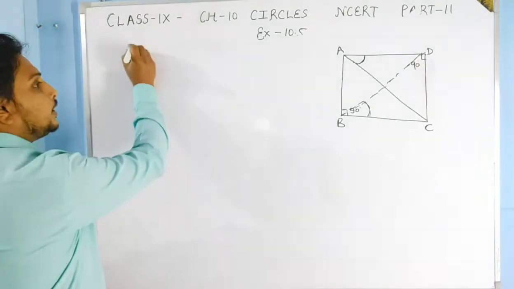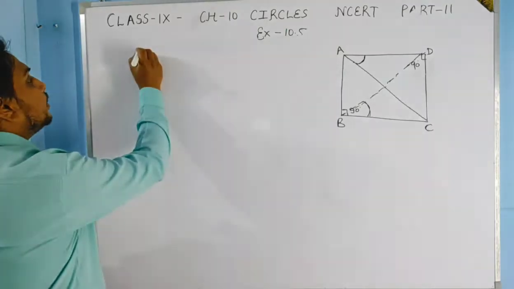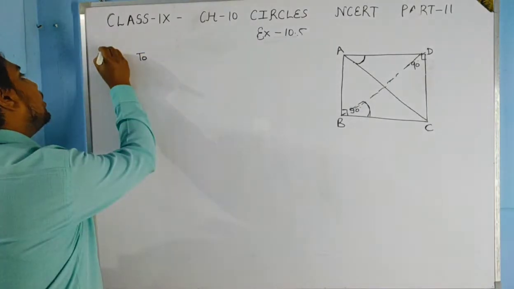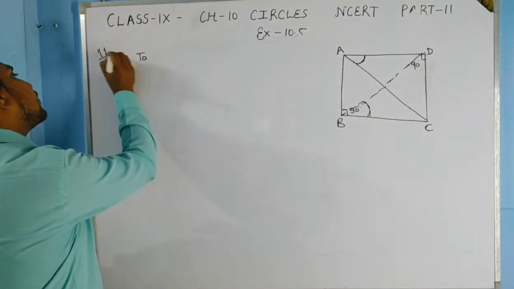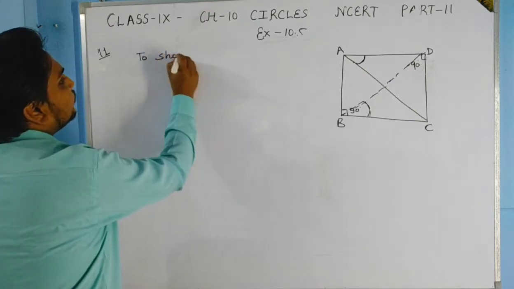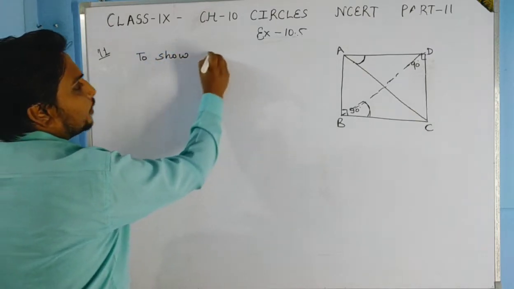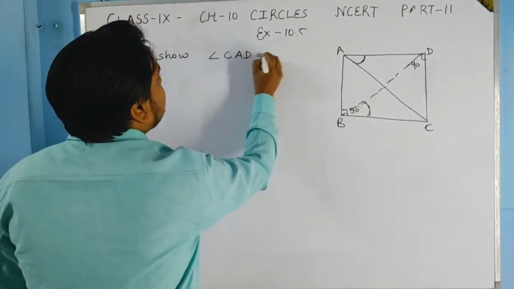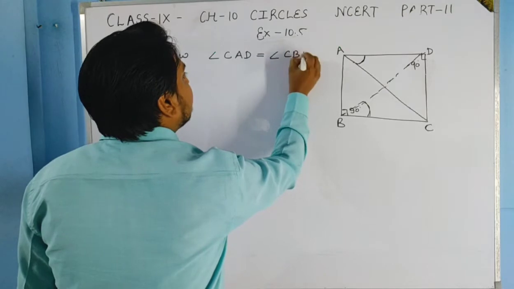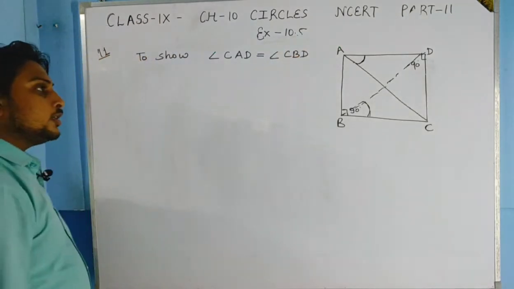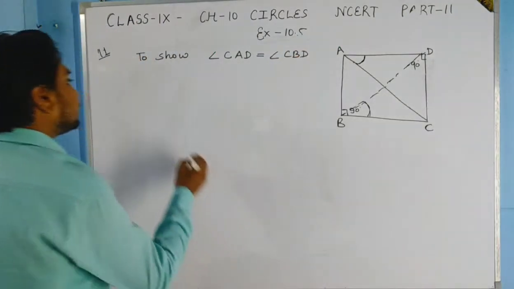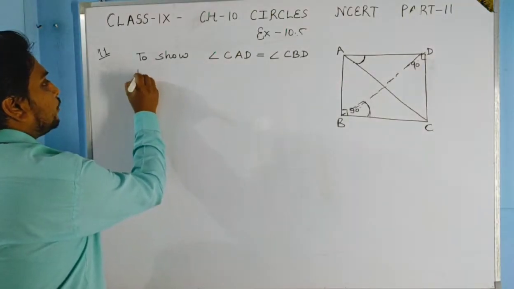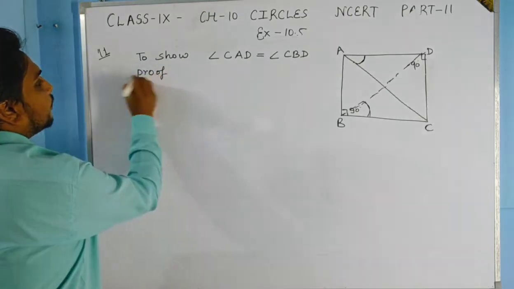What you will do, students, here you will write what is to prove. Okay, in question number 11, to show angle CAD is equal to angle CBD. How will you show it, students? See what is given. Proof.